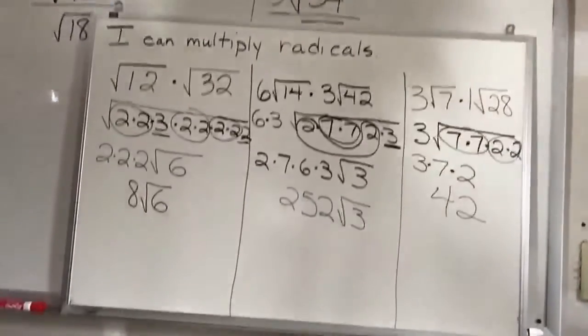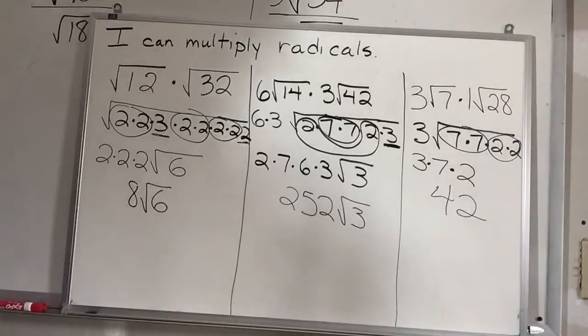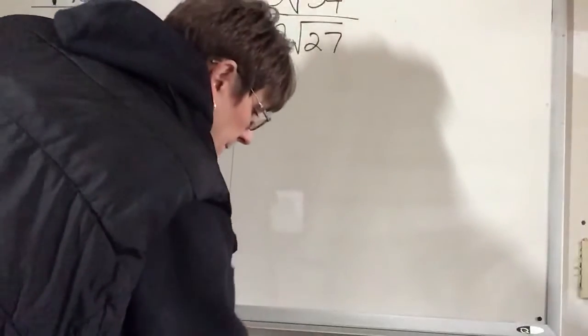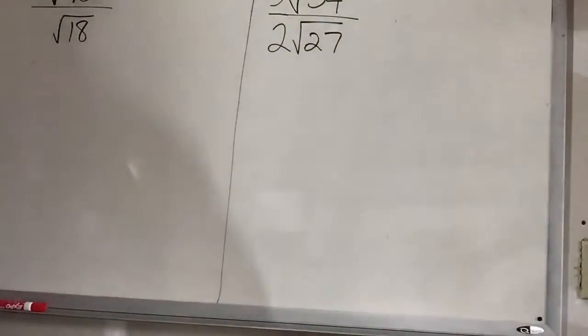Sorry about that. It is possible that when you multiply your radicals together, that you will get a whole number. All right. Dividing radicals. Again, it is okay to keep them separated.